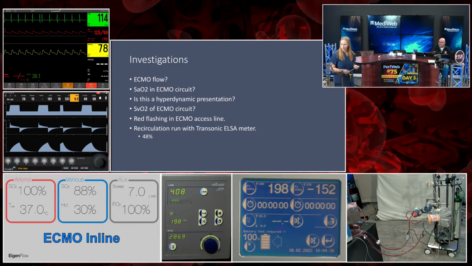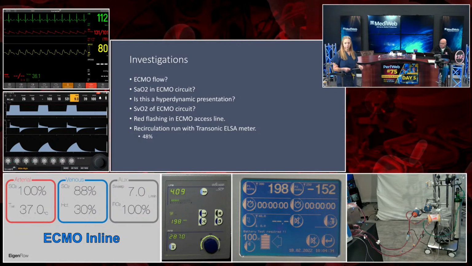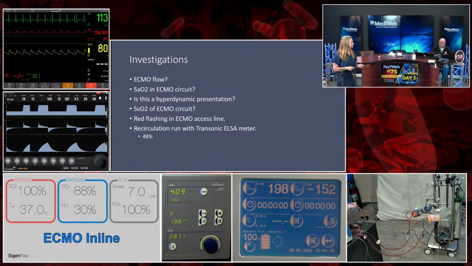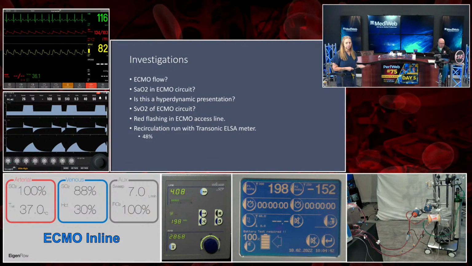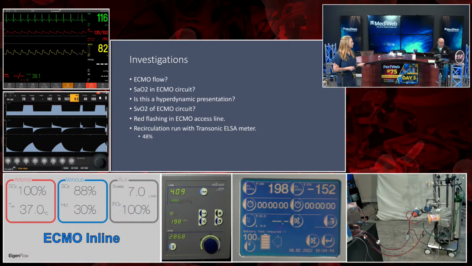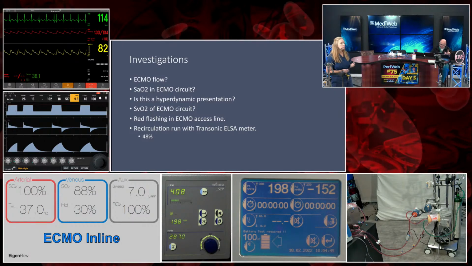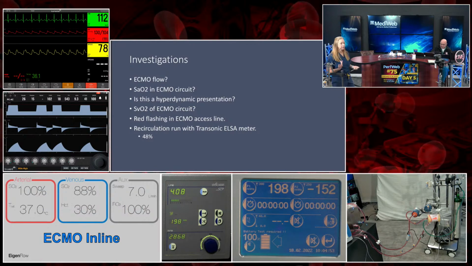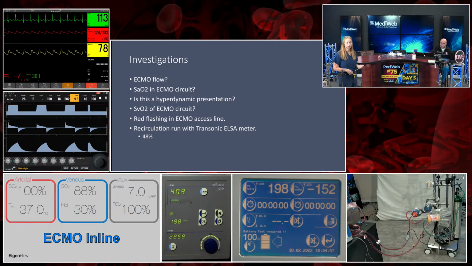All right. So what is the next thing we need to do? The next thing we should be doing is checking an X-ray. That would be the next appropriate thing. Or actually, let's do a recirculation. Yeah, I'm sorry, if you have it with the Transonic ELSA-meter. You should, exactly. Thank you. It's faster. We don't have to wait on X-ray to come. Correct. It's something perfusion can do right away. So let's check a recirculation.